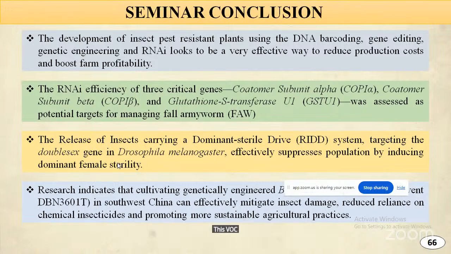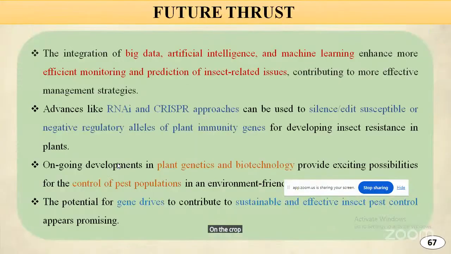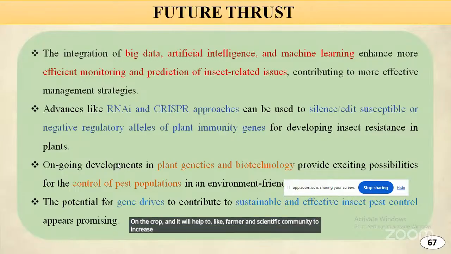So that can also be identified using this AI based tool, and this type of information can be used to develop various tools and techniques to minimize the impact of biological or abiotic factors on the crop, and it will help the farmer and scientific community to increase the yield of that particular crop.